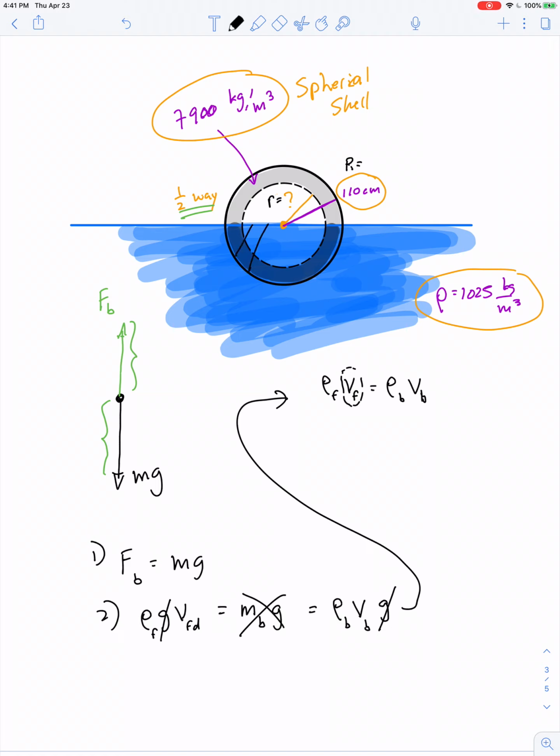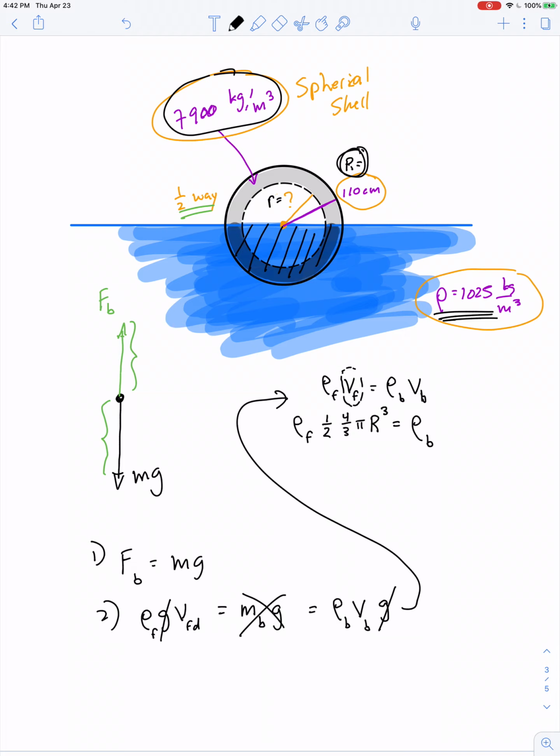Well, it's all of this shaded region, meaning it's half the volume of a sphere of radius capital R. So this says the density of the fluid, which is given, that's our seawater, 1,025 kilograms per cubic meter, multiplied by half the volume of the sphere. So 1/2 volume of a sphere is 4/3 pi r cubed, and in this case we mean capital R. Okay. On the right side of the equation, density of the buoy's material, which is given, 7,900 kilograms per cubic meter, times, let's see, the volume of the buoy.